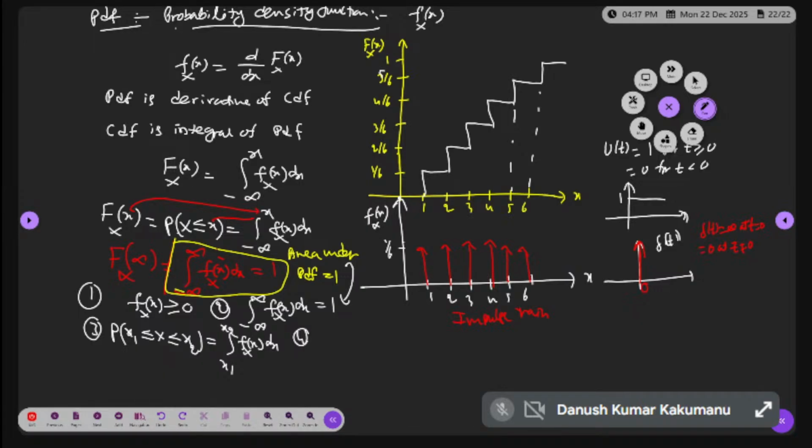You can guess. Fourth property, what is the nature? The nature of the graph is continuous or discrete? Continuous. Write down: nature of the PDF is continuous.